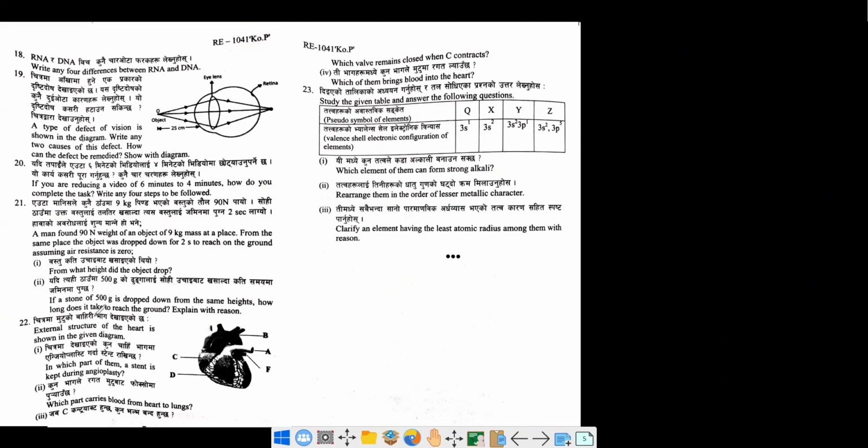Okay, let's move on to question number 22. So let's look at the diagram. Okay, the external part of the heart is shown.